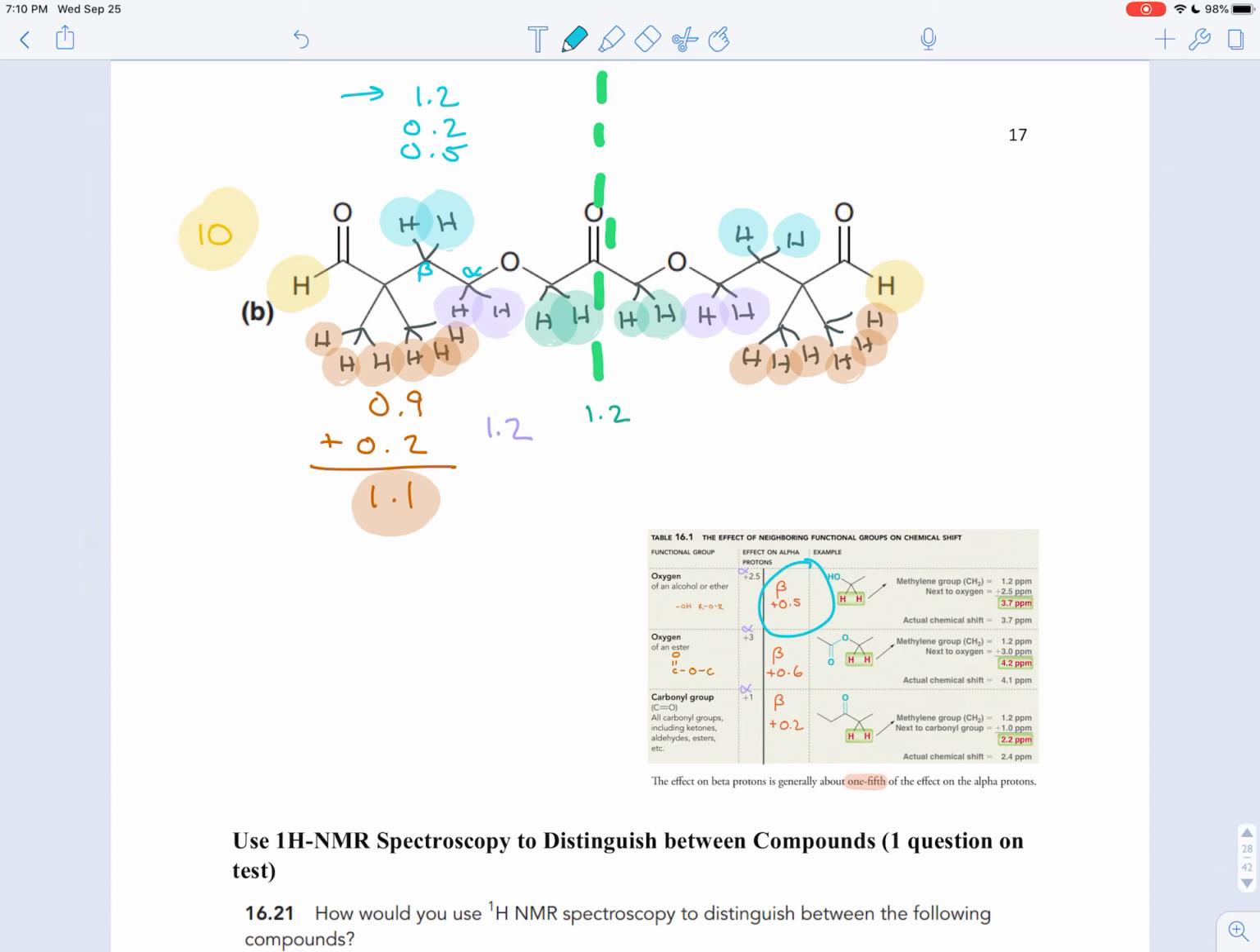So we have the original place where you would expect to find a CH2. We have the shift that's due to the closeness to the carbonyl, and we have the shift that's due to the closeness to the ether. You add those three together, and you get the expected shift for those blue hydrogens. So that would be 1.9. That's where we would expect to find that.